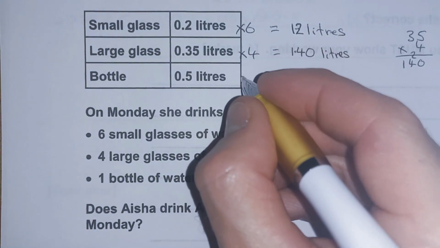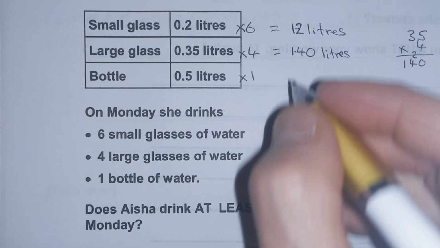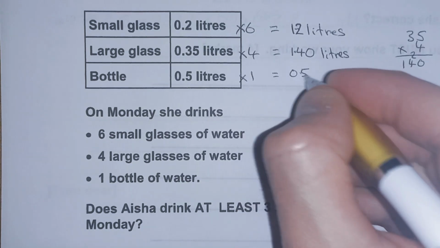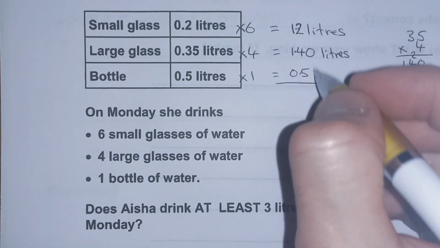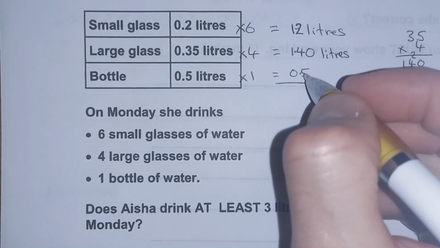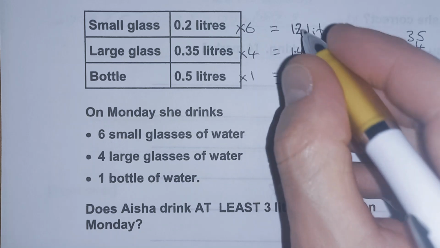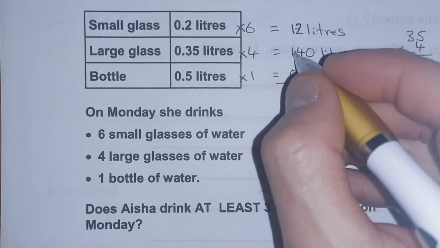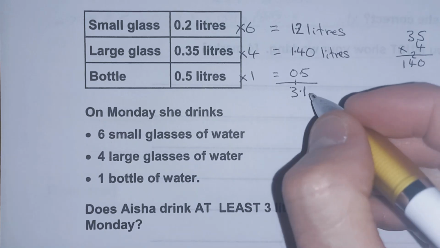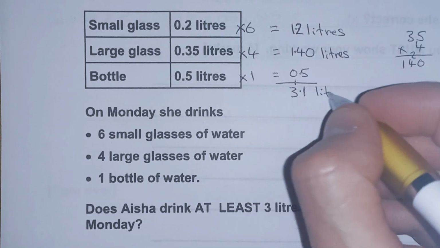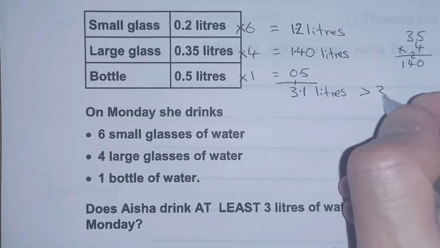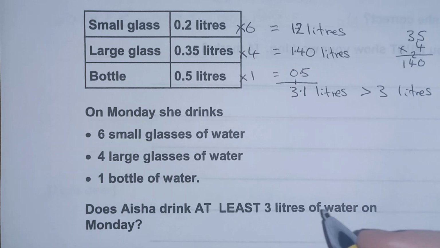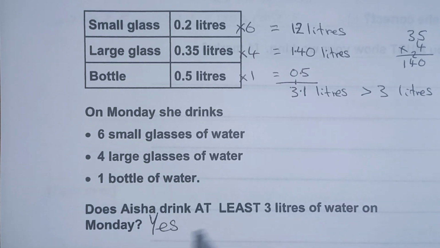And then we've just got 1 bottle. So that's just times 1. So we've got 0.5 litres. So if we add these all together, the 0 is just going to be 0. 2 plus 4 is 6, plus 5 is 11. So 1 carry the 1. Bring the decimal point down. 1 plus 1 is 2, plus another 1 is 3. So we've got 3.1 litres. Well, that is more than 3 litres. So does she drink at least 3 litres on Monday? Yes, she does.